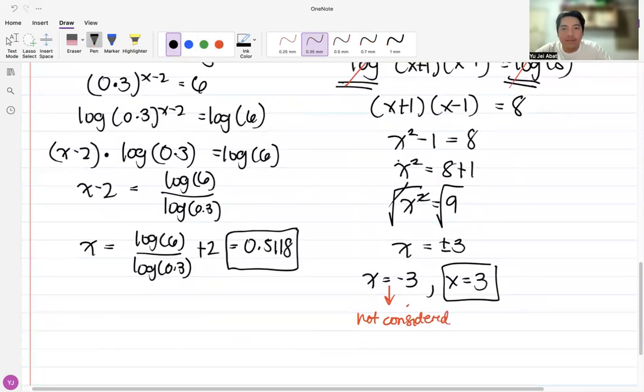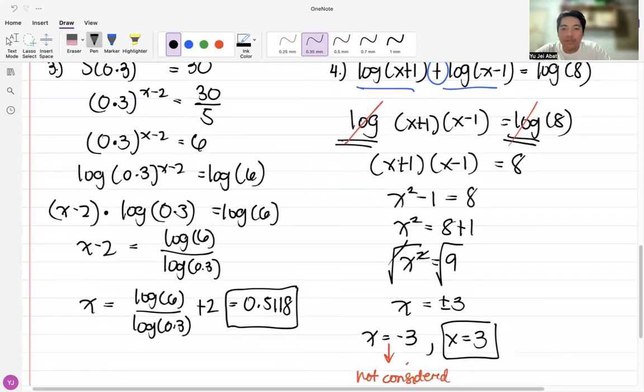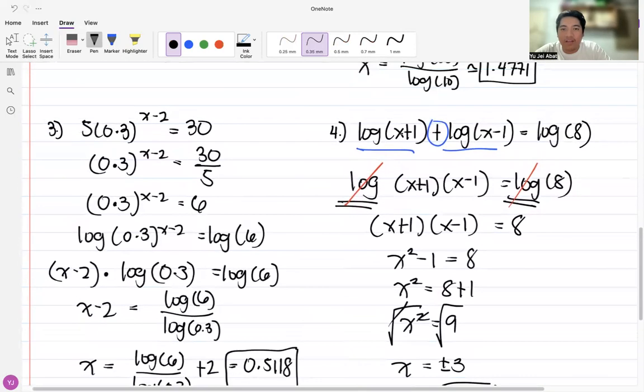Because if you try to substitute x equals negative 3 here in log of (x plus 1) plus log of (x minus 1), we have negative 3 plus 1, that's negative 2. Log of negative 2 is a math error. It's undefined. So the inside function of the logarithm should not be negative, because it would make the equation undefined or a math error.